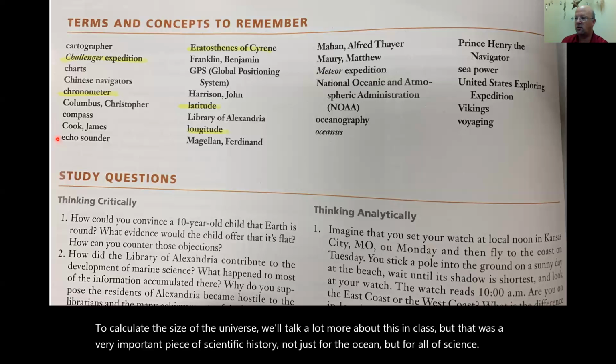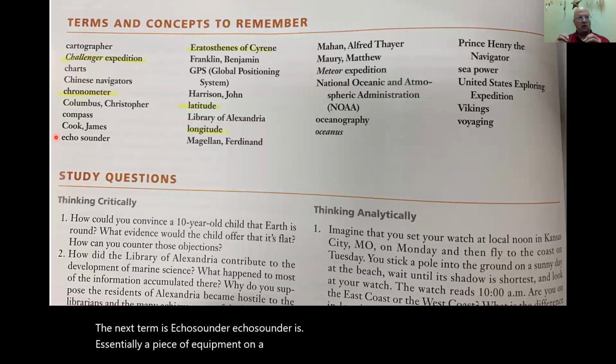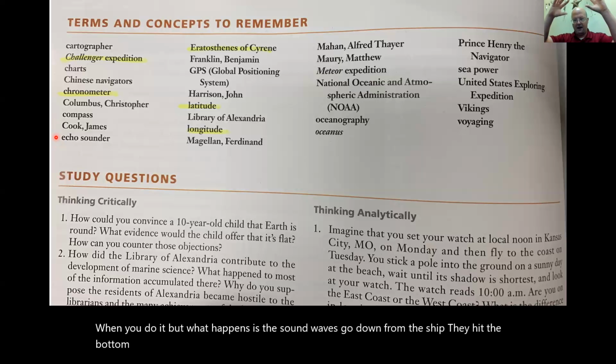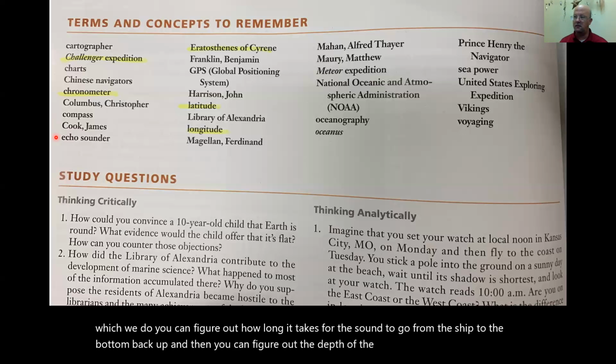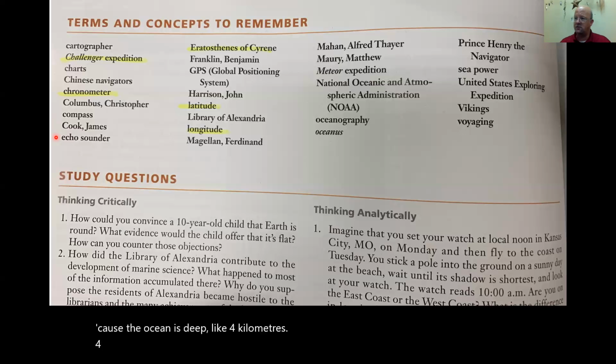The next term is echo sounder. An echo sounder is essentially a piece of equipment on a ship that emits a sound, typically like a radio frequency. You can't hear it when it does this. But what happens is the sound waves go down from the ship, hit the bottom of the ocean, and bounce back. And if you know how fast sound travels in water, which we do, you can figure out how long it takes for the sound to go from the ship to the bottom and back up. And then you can figure out the depth of the ocean. So it's a really handy way to understand how deep the ocean is, right? Without taking a line and measuring it out, because the ocean is deep, like 4 kilometers, 4,000 meters. The average is very deep.